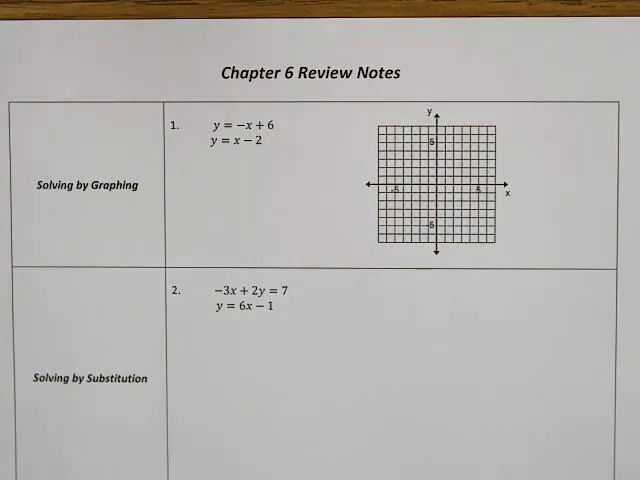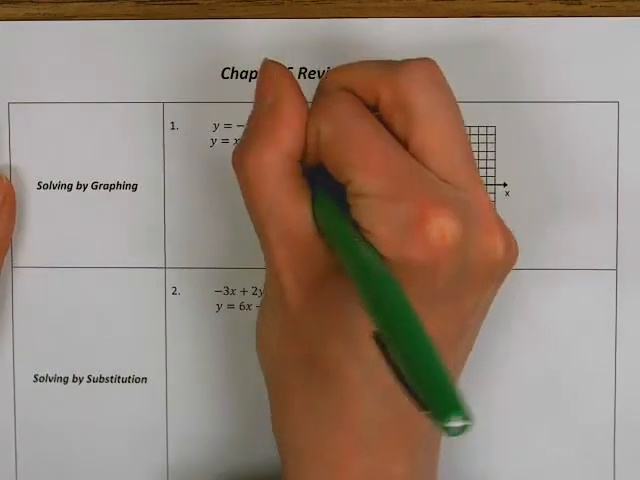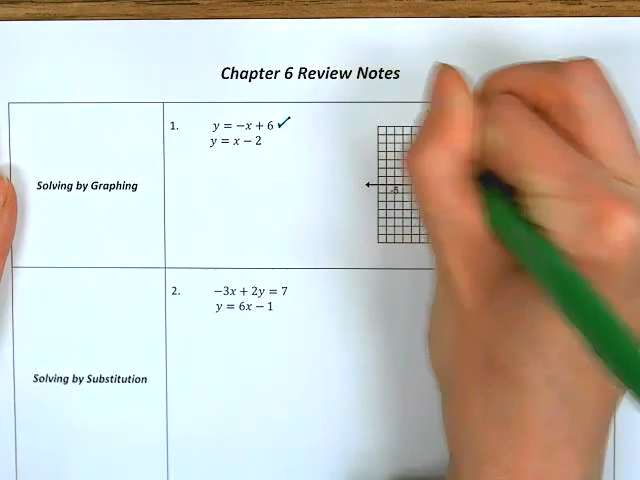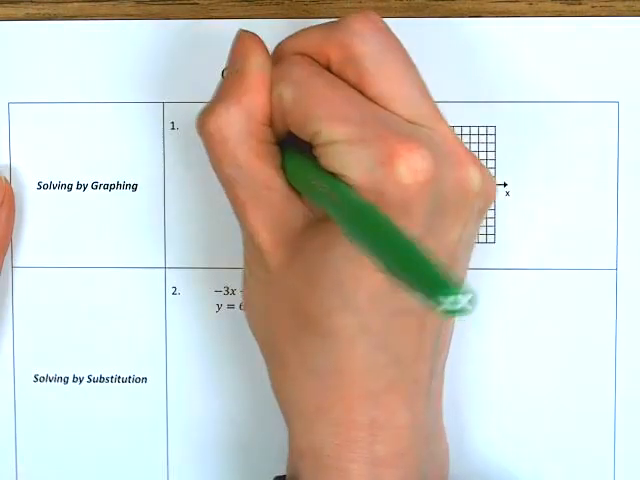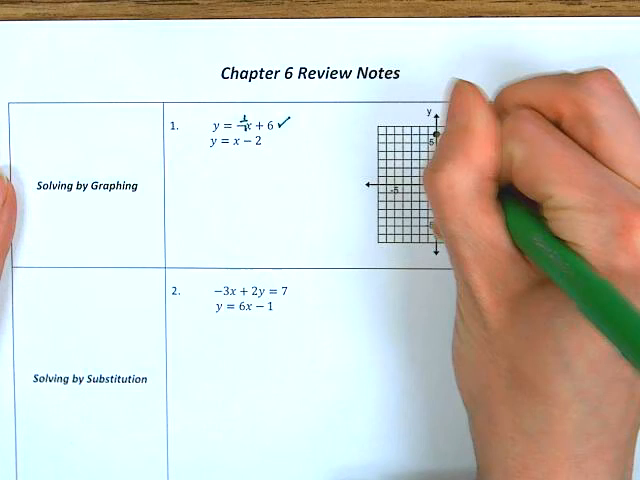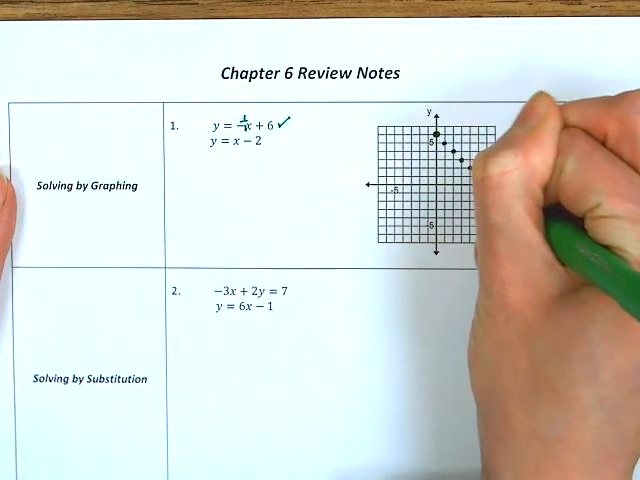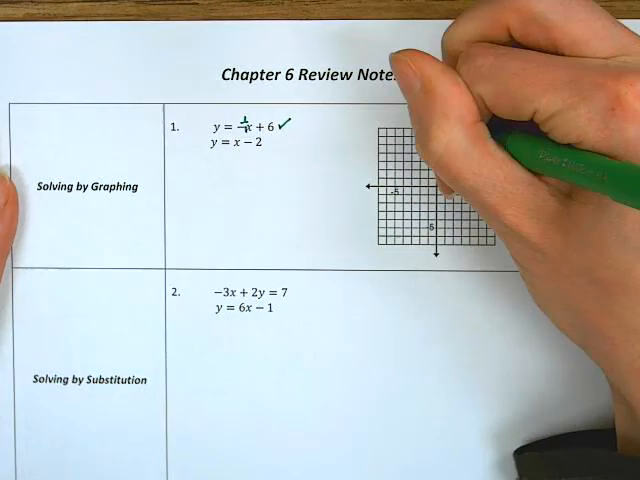So this first line, we're going to begin at the y-intercept, 6, and then the slope is negative 1 over 1. So down 1, right 1, down 1, right 1, and keep doing that because we don't know where the lines are going to cross. All right, so that's line 1.